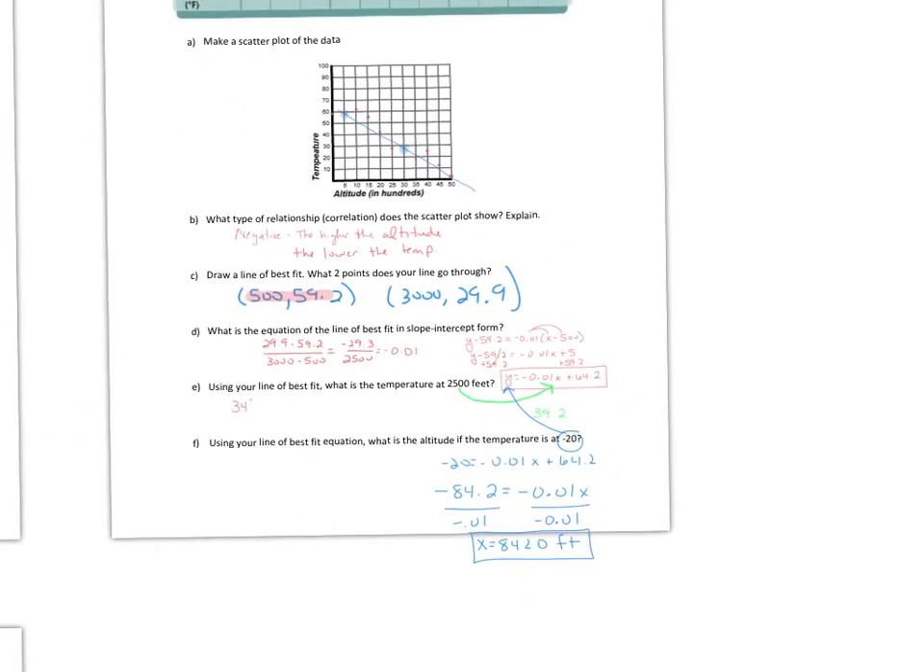And now the reason it asks us to use our equation here is because negative 20 is not anywhere on my grid. Yeah, the temperature can be negative 20, but we don't know where that is on the grid because that's not what they gave us. So we have to use the equation here.